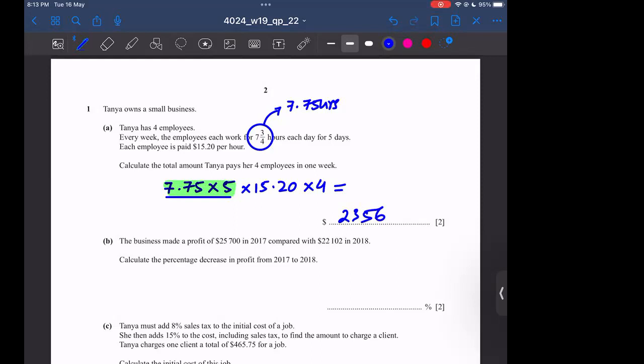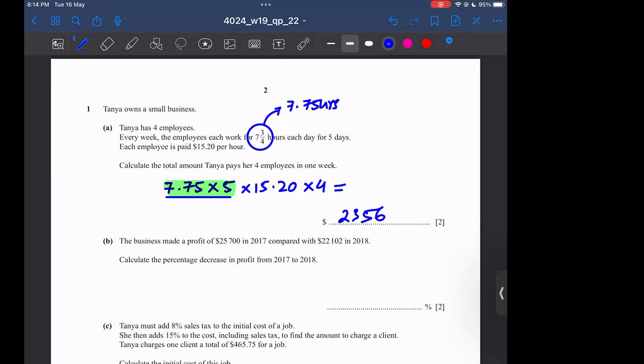Now, what does it say? It says the business made a profit of $25,700 in 2017, compared with $22,102 in 2018. Calculate the percentage decrease in profit from 2017 to 2018. Now you can see that these types of questions, the percentage increase and decrease problems, usually come in the first few questions. Since they are asking for the percentage decrease in the profit, you can check: in 2017 we have 25,700, that is the larger amount, then in 2018, that is 22,102.